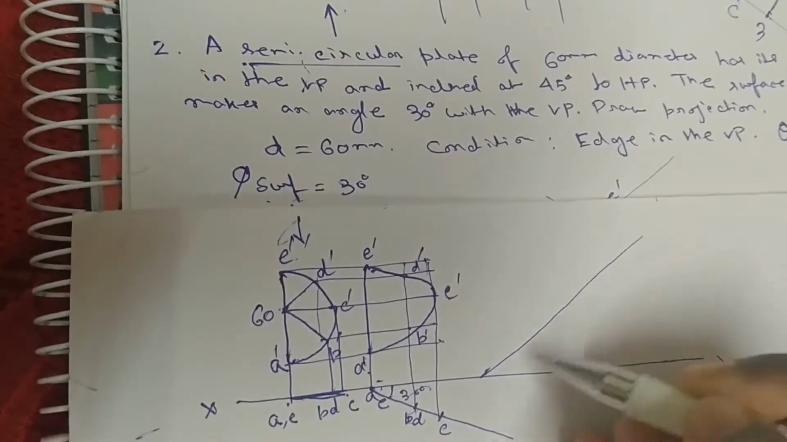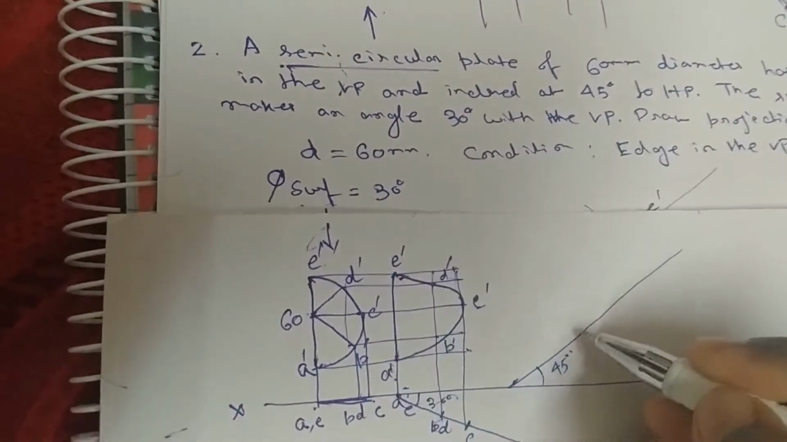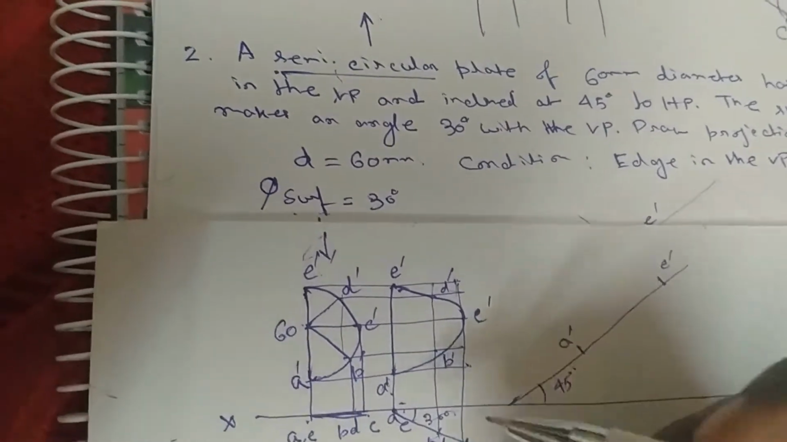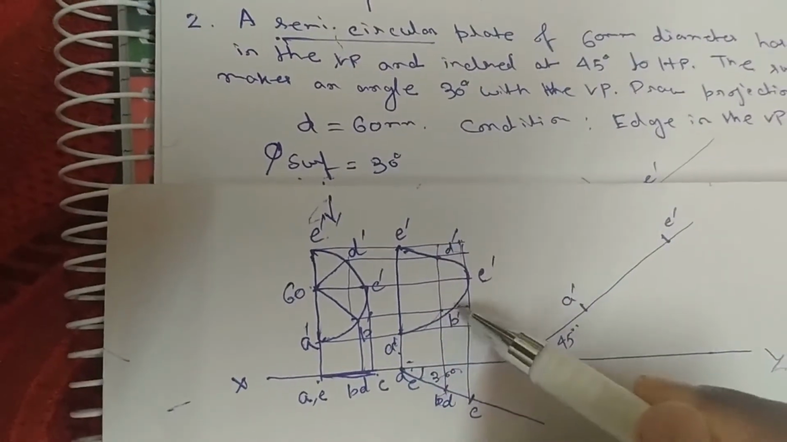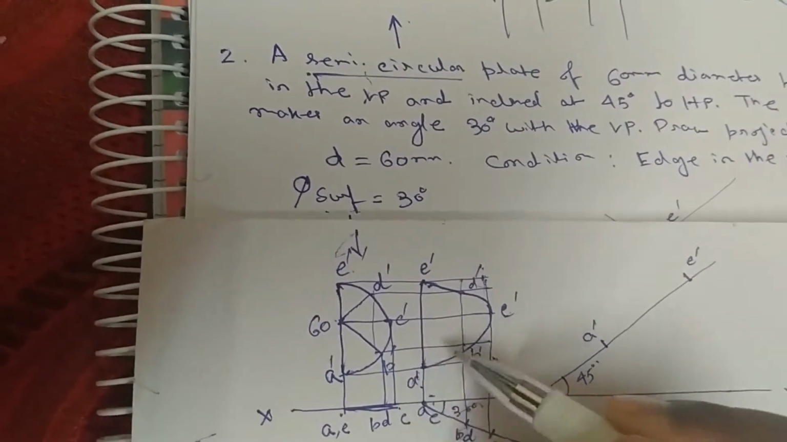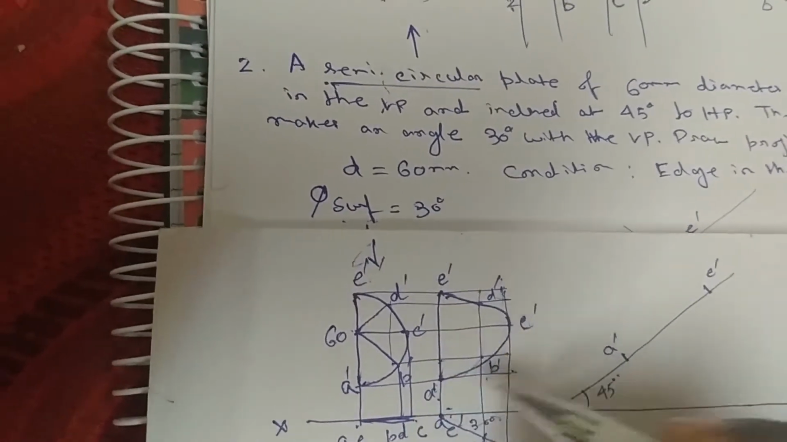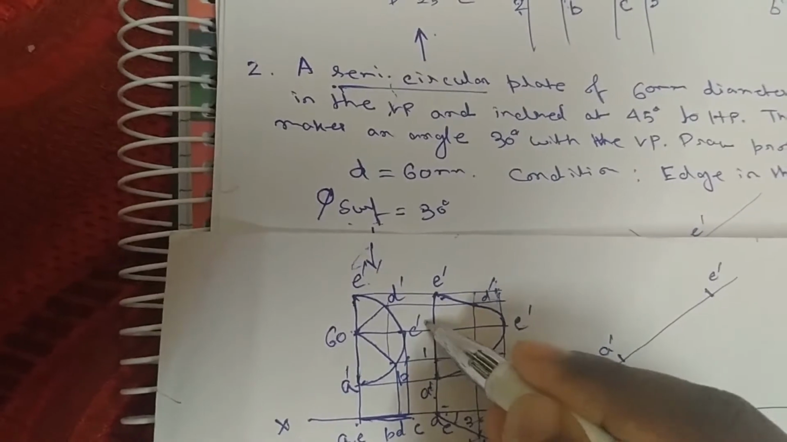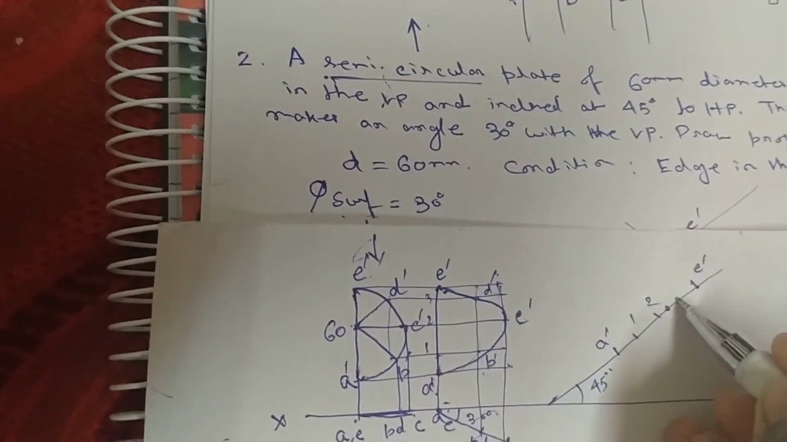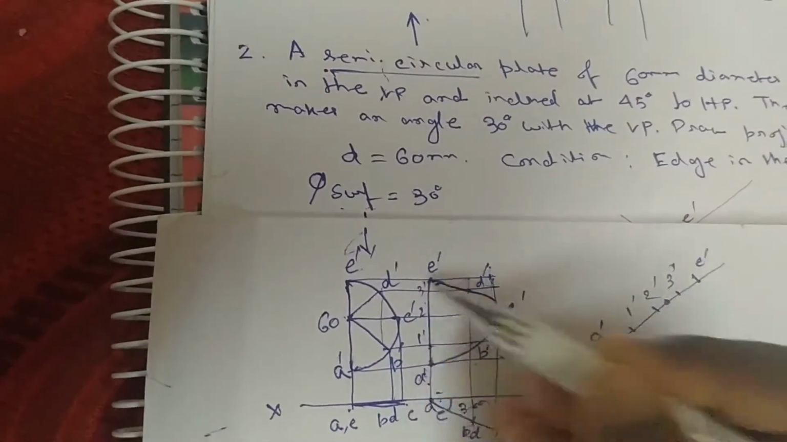So just make 45 degree angle over here and put this A dash, E dash over here with the help of your compass. To get this 3 point B dash, C dash, D dash, we are just cutting this point with respect to B, C and D. From 8, just mark it as 1, 2, 3, and then 1 dash, 2 dash, 3 dash.